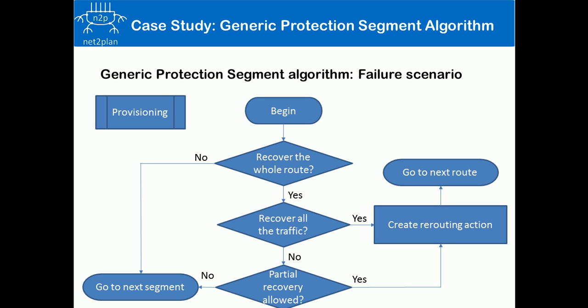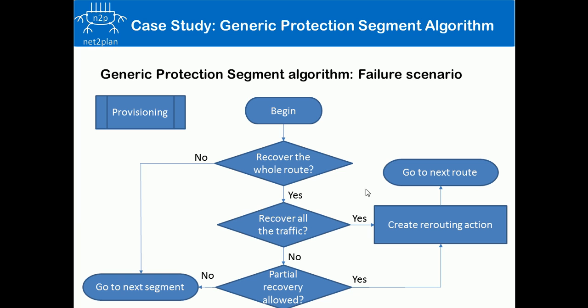For each one of the routes of the network, all of the protection segments assigned to that route will be analyzed one by one. First, it will check if that protection segment can recover the whole route. That means that if the failure event has affected any links or nodes of that protection segment, then it cannot be used as a backup route. So it will proceed to analyze the next segment. If it can use the route, it will try to recover all the traffic. If indeed it can, it will create a rerouting action and proceed to analyze the protection segments of the next route.